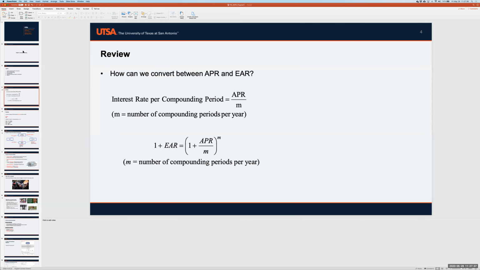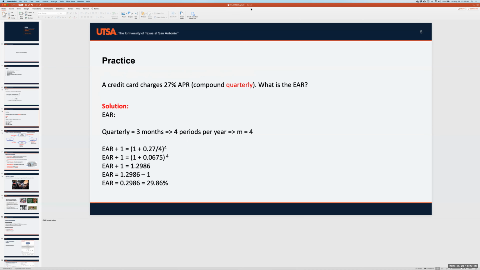And as you see, okay, I just want to see the chat. Okay, as you see, now we have quarterly compound. And in the previous example, we had monthly compound. If it is monthly, you just choose M12. If it is quarterly, you choose M4.